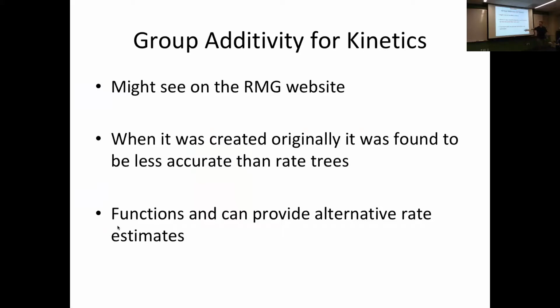And while it does function properly and provides alternative rate estimates, we don't really have any guarantees as to its accuracy. So we would highly recommend that you not use its rates, although they may be worth looking at if you're doing some sort of comparison between rates. In general, my experience with them is that they're either pretty good or totally off, and it's heavily family dependent, primarily because it takes a lot more training reactions to train a group additivity method than it does to train a rate tree.